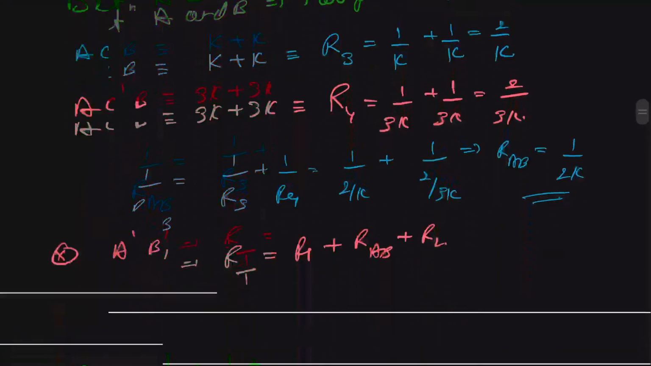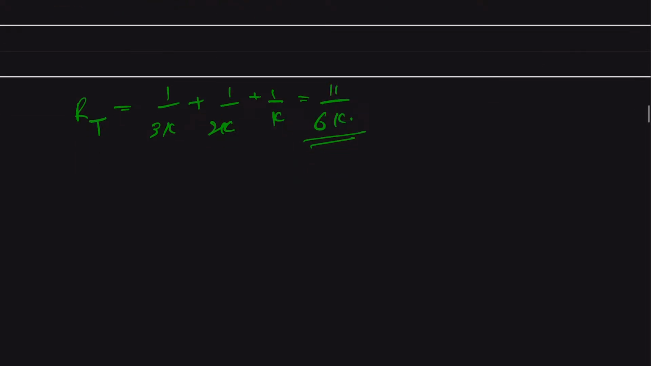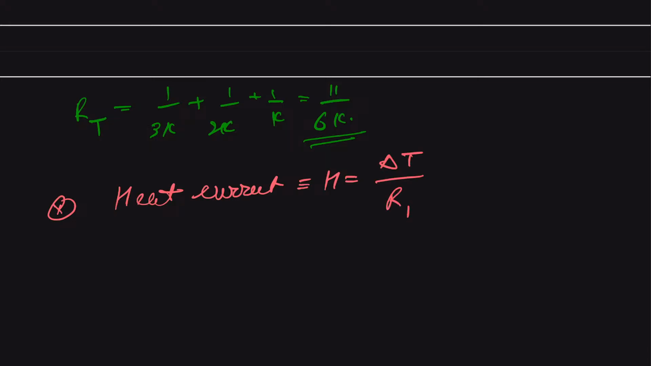From here, now we can easily find out the heat current. I thought it is complete, but we have to find out something else. So you can say that we have our heat current, that is H will be equal to change in temperature divided by total resistance, and the difference in temperature is 140, so this comes as 60, and 11 upon 6K. So this gives us 360K upon 11.